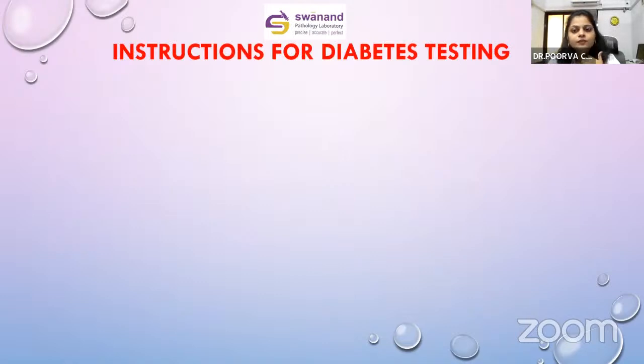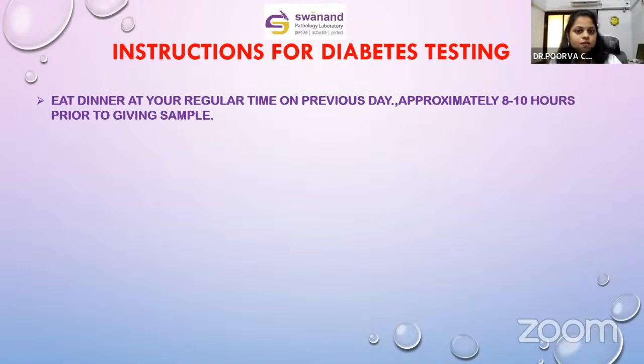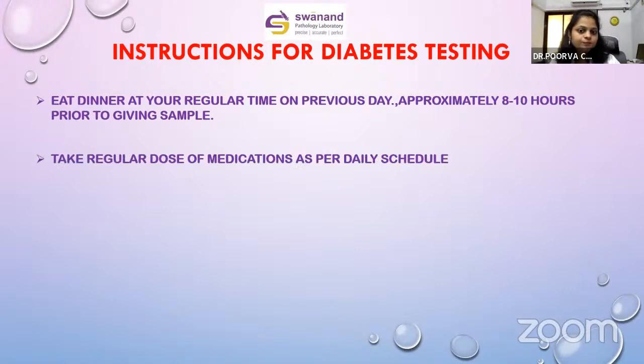So yes, we will go to diabetes testing. What are the instructions of diabetes testing? You will see that these instructions are very, very basic instructions, but neglected ones. So we will have a glance of it today. So first of all, आप जिस दिन टेस्टिंग कर रहे हैं, उसके एक दिन पहले, you have to have your dinner at your regular time, right? उसमें कुछ change नहीं करना है, right? Approximately diabetes के लिए testing जो fasting लगता है वो 8 to 10 hours का लगता है. Okay, so 8 to 10 hours का fasting you have to do. You have to eat your dinner at regular time on the previous day.